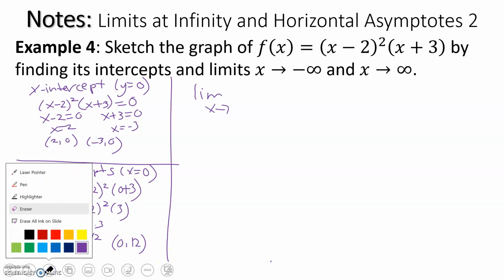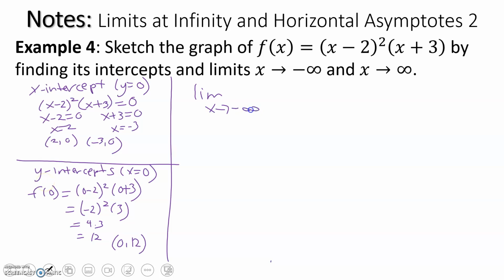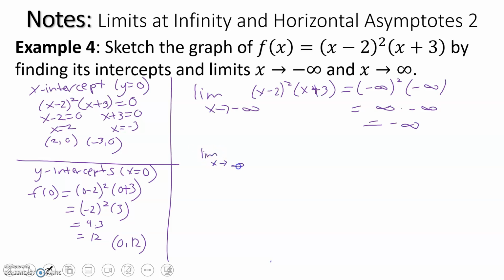All right, now let's find those end behaviors. So we'll start with the limit as we approach negative infinity of x minus 2 squared times x plus 3. In this case, that is essentially negative infinity squared times negative infinity, which is infinity times negative infinity, which is then negative infinity. And then the limit going the other direction towards positive infinity. Apologize for my handwriting. I'm trying to use just the tip of my finger on my screen. Times x plus 3. And this time it's infinity squared times infinity. So that's infinity times infinity, or infinity.